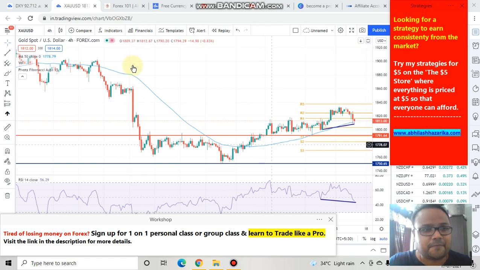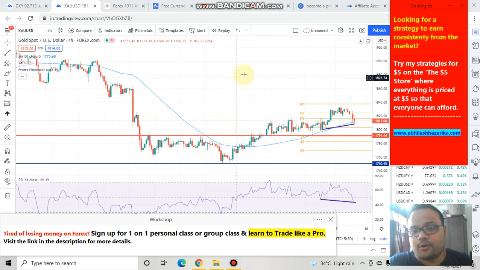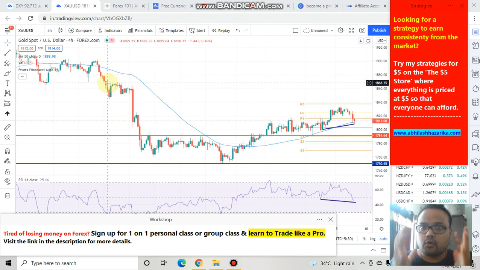So let's get started. This is the 4-hour chart of gold USD in front of us right now, and as you can see, the price of gold is trying to recover after this huge fall. But if we just focus on the market psychology here, or try to read the market sentiment or emotion, then we can see that though the market is trying to recover after the huge fall, still the steam is missing.